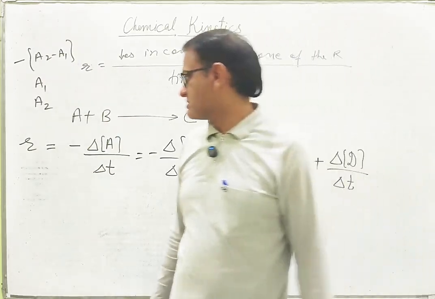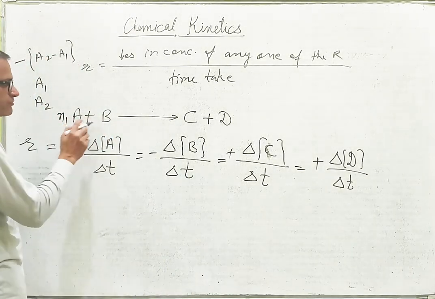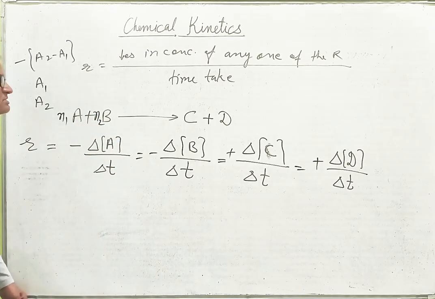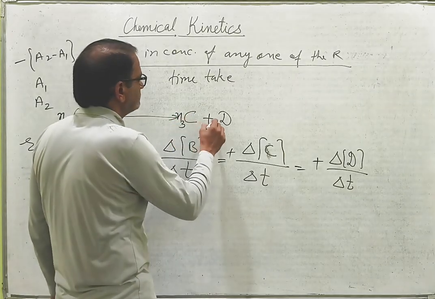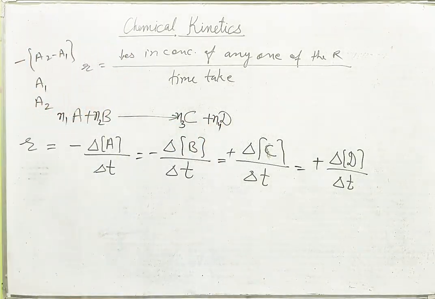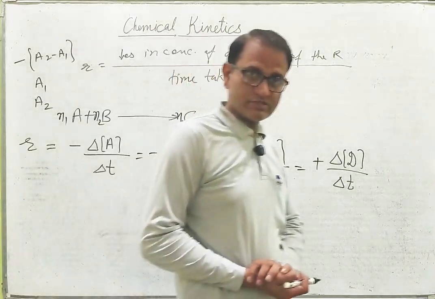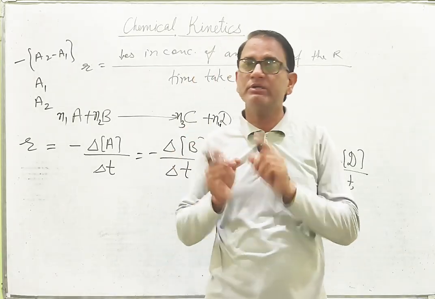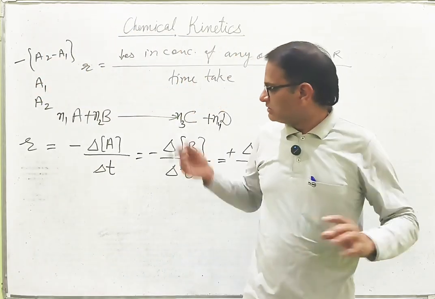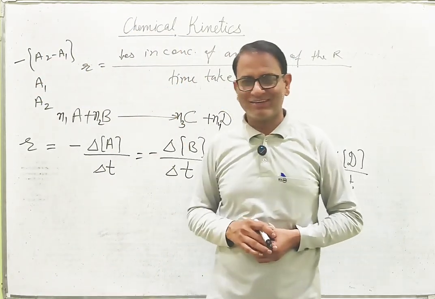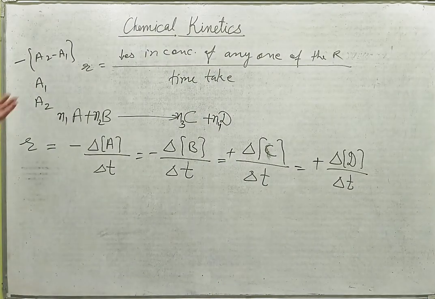The stoichiometry of a reaction: say the reaction is n1 moles of A plus n2 moles of B reacting to give n3 moles of C plus n4 moles of D. So these n1, n2, n3, n4 are the stoichiometric coefficients of this reaction. They will be whole numbers, of course, other than 0. It will not be a fractional one.